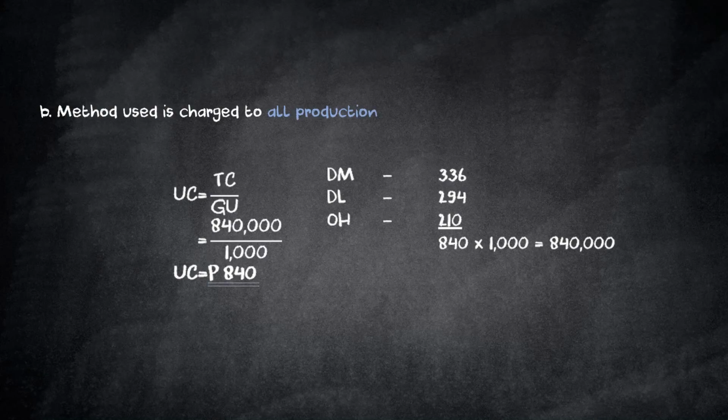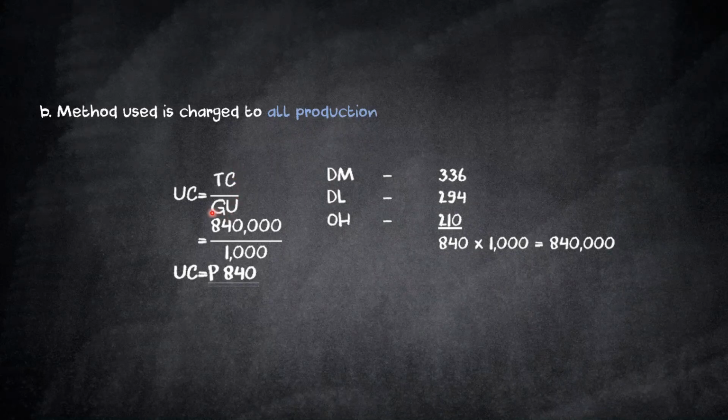So, kunin naman natin ang unit cost kapag charge to all production. So, kung mapapansin nyo, ang ating computation for the unit cost ay total cost na lang over good units. Bakit hindi na tayo mag-a-add ng cost to rework? Again, wala na tayong charge na panibagong cost kay work in process. Kaya wala na tayong idadagdag pang cost to rework.